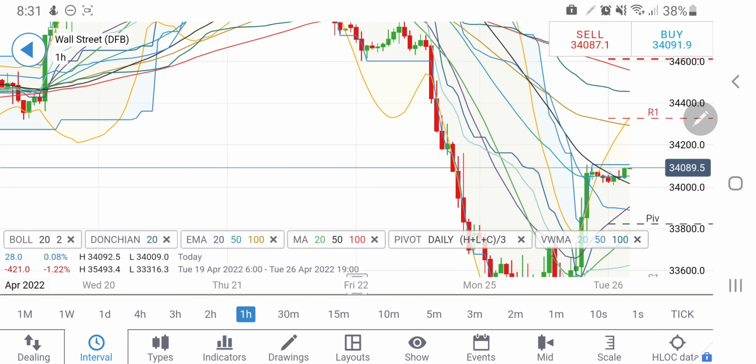This is the hourly chart for US 30 after a minor retracement and consolidation. Now it is trying to break out. Yes, you can go long above 34,100 levels. Then the target is 34,200, 34,350 levels. Beyond that, it may try to fly again on the upside.